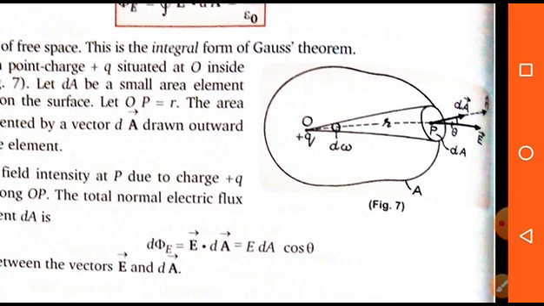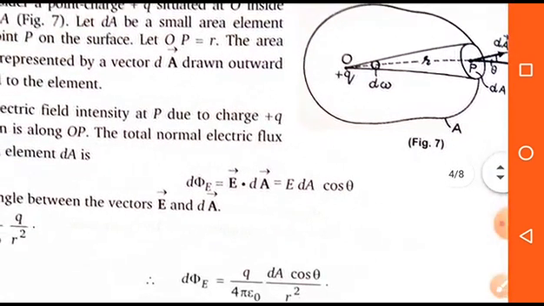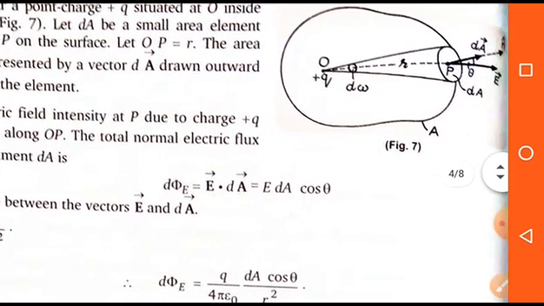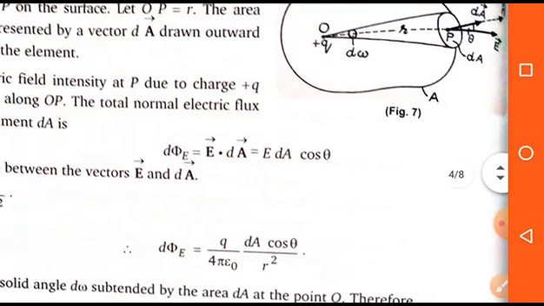So due to a small surface, a small solid angle d omega is made at point O, and the direction of electric field and the area vector at point P is different. So the electric flux due to charge q at point P will be d phi E is equal to E dot dA, and we know that when the dot product is opened, we get E dA cos theta. Then d phi E, the small electric flux at point P, is equal to E dA cos theta.